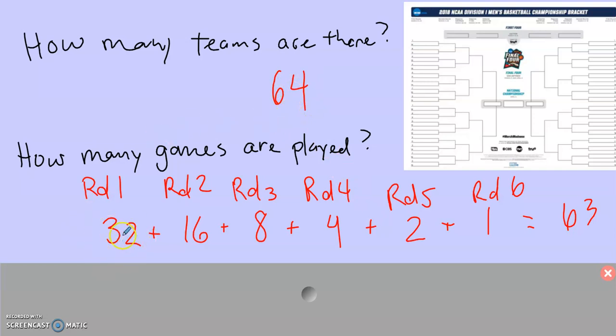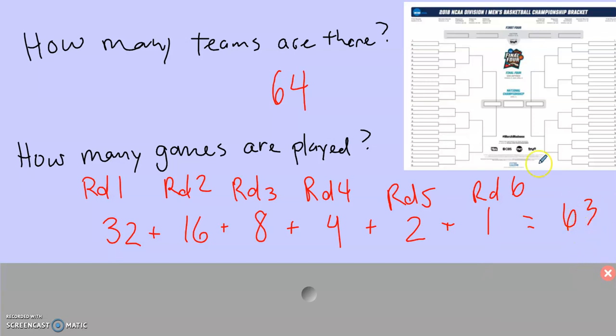So everyone's got to play one other team, so that's 32 games. And after that, there'll be 32 teams left, and those 32 teams play 16 games, and after that there are 16 teams left, the Sweet 16, and then there are 8 games. After that there are 8 teams left, the Elite 8 play 4 games. There are 4 teams left, that's the Final 4, and then there are 2 games in that round, and then finally there's the championship game for a total of 63 games.